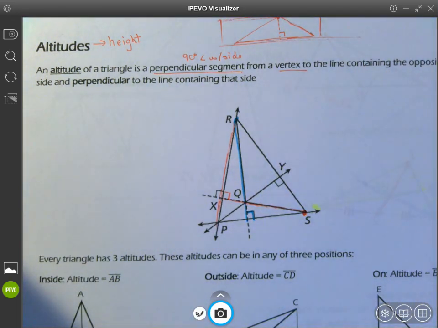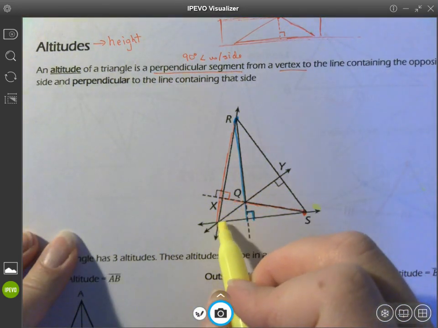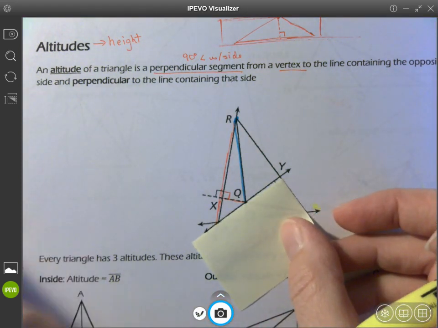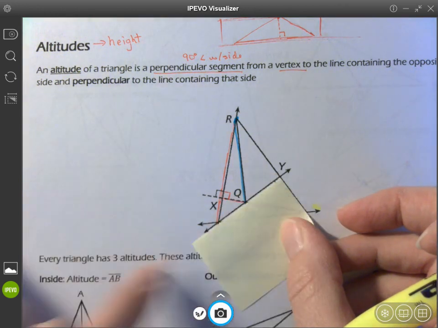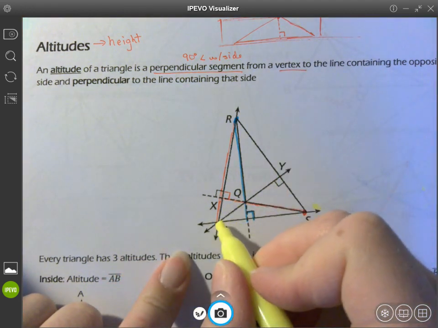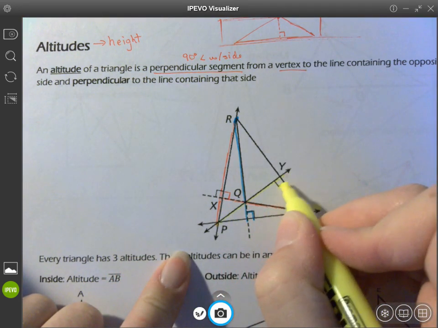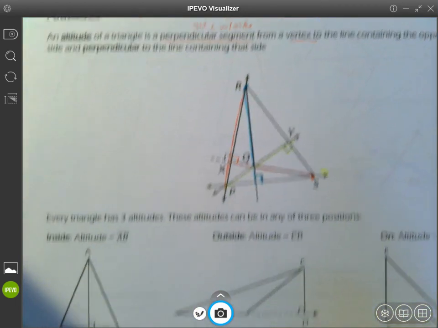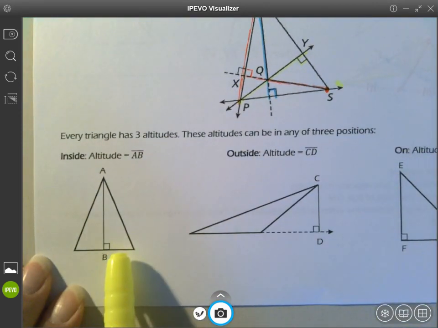Okay, we have one more to look at. Here's my vertex. And you can see again, if I put this in here, this vertex to the opposite side makes 90 degrees. If I go this way, see how it's not 90 looking anymore? My paper doesn't line up. So this one's a little trickier to do. Okay, there's my 90 degrees. So these altitudes, they can be inside the triangle.